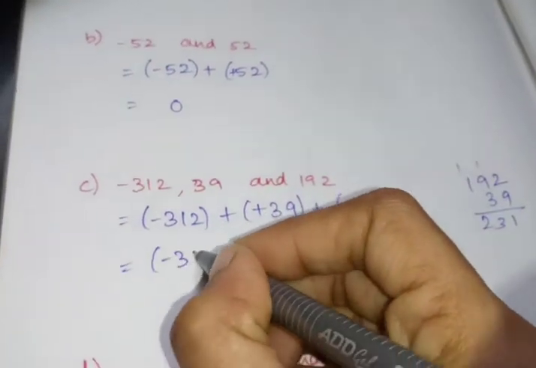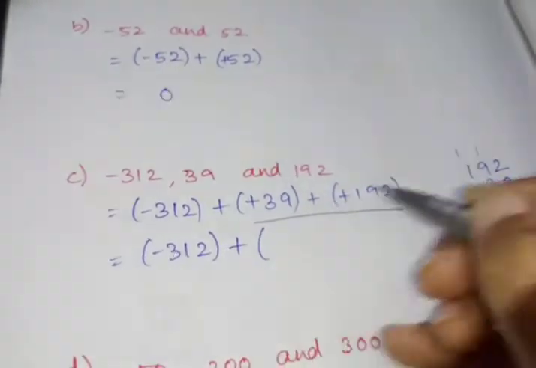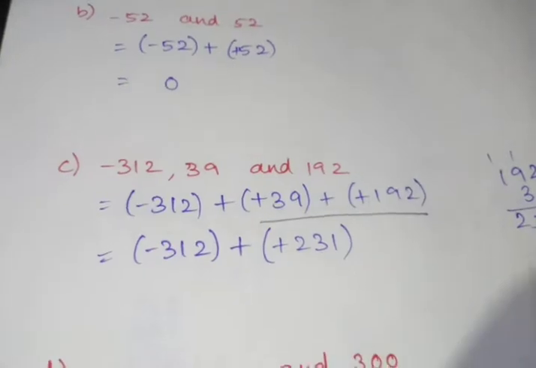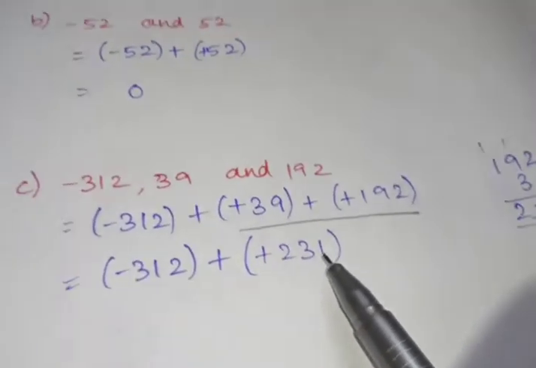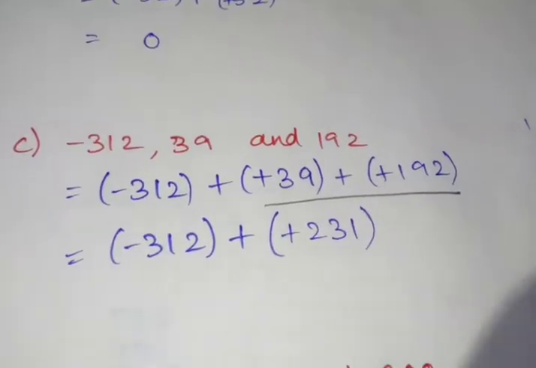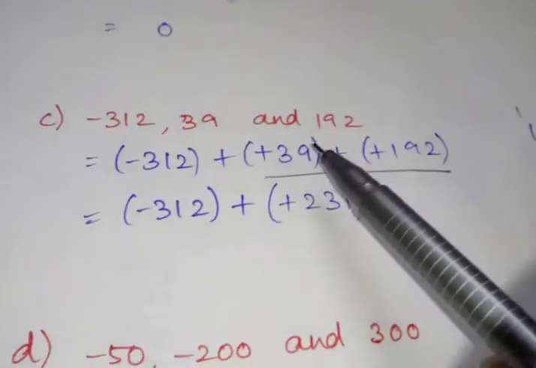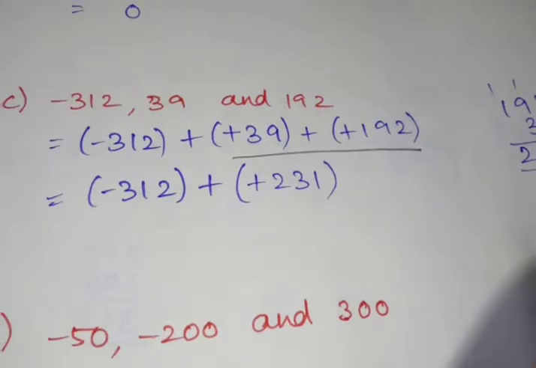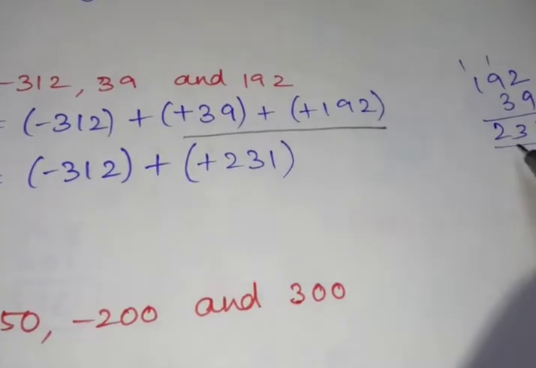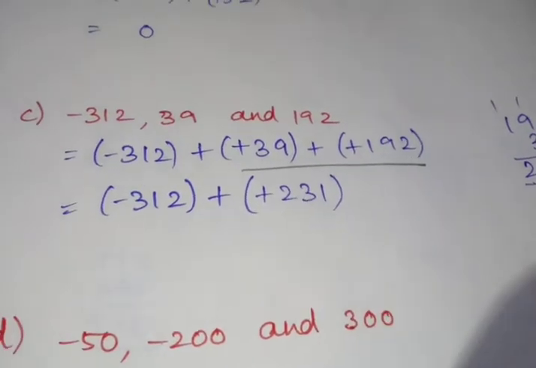So, minus 312 plus 231, because 231 is the answer. What sign will you put? You will put the plus sign, because both have plus sign. See, I have added these two first because these two have the same sign. So I have added both the values, 231, and put the same sign.